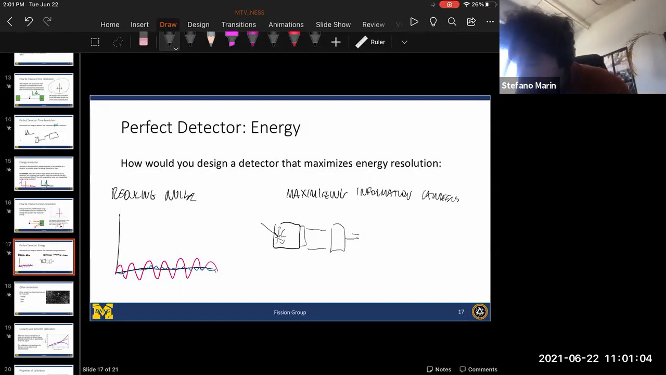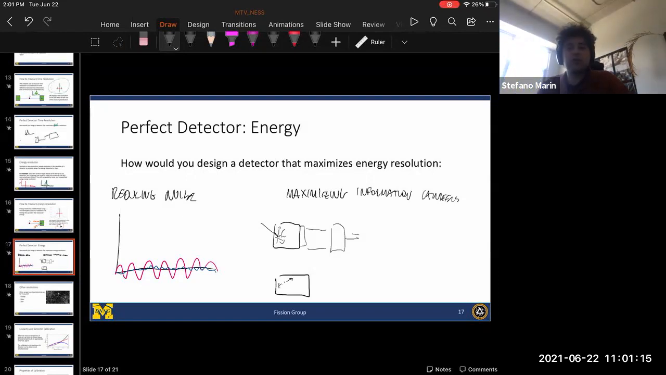Another example, just to give you some intuition, would be something like a solid state detector, where in that case, the information carrier is the number of electron hole pairs created along the track. Now, why is it important to maximize the number of these information carriers? Because in a lot of applications, in a lot of the detectors, there is going to be an uncertainty on the number of particles created.